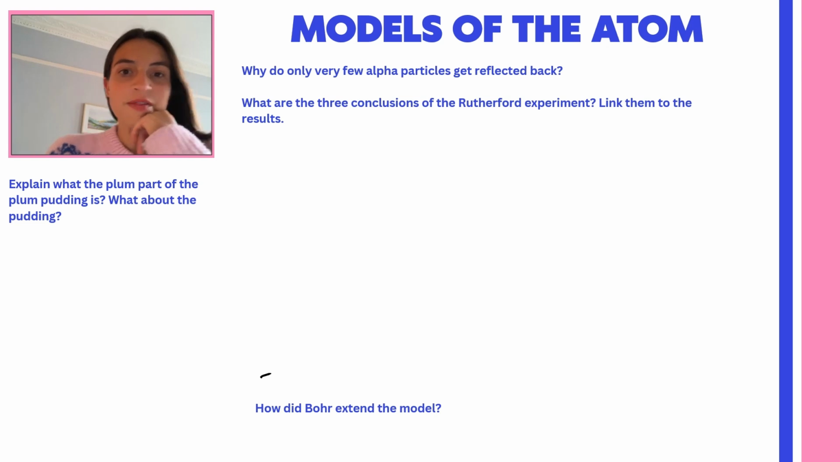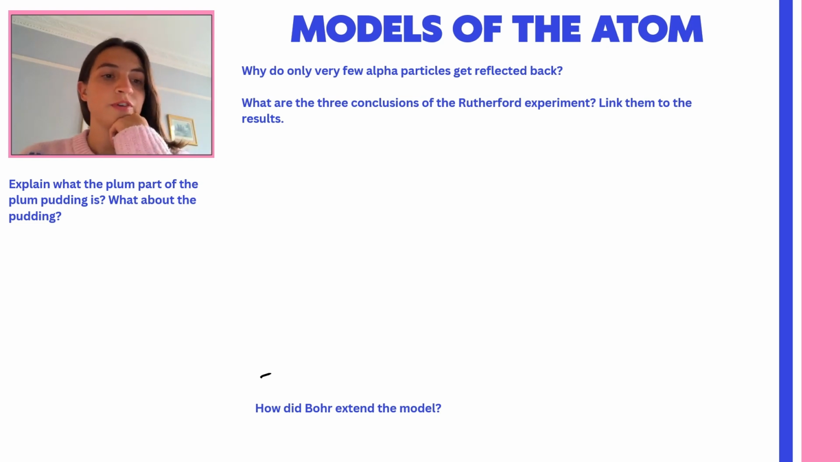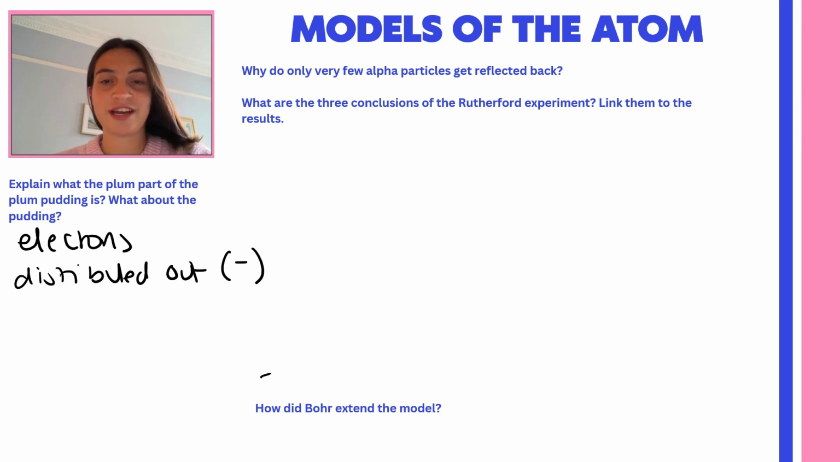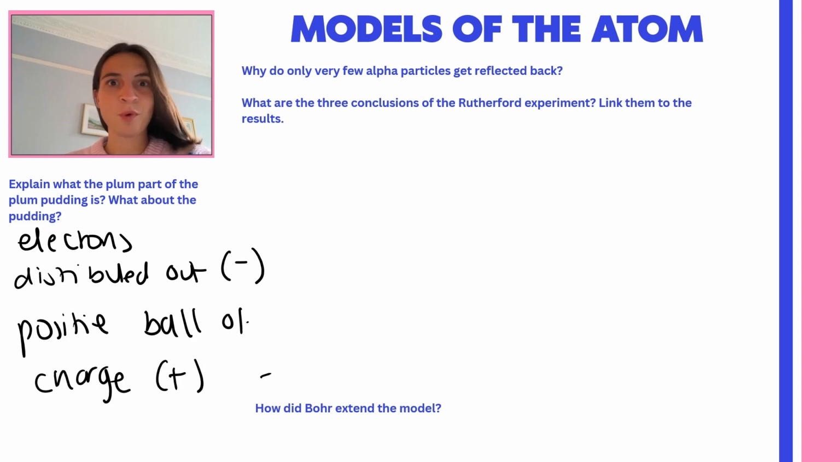Okay, time to talk about the models of the atom. So first down here we have: explain what the plum part of the plum pudding is and what about the pudding part. So the plums are the negatively charged electrons that are distributed evenly throughout this pudding, and the pudding is that ball of positive charge that the electrons are distributed throughout.